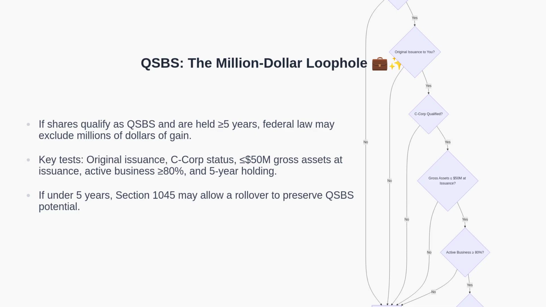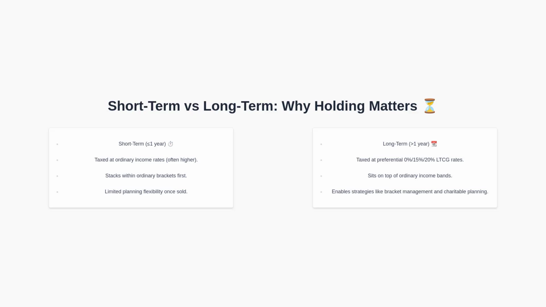If you are short of the 5-year mark, a Section 1045 rollover may preserve QSBS potential by reinvesting in qualified replacement stock. Now let's compare short-term and long-term capital gains. Short-term gains occur when you sell an asset held for 1 year or less and are taxed at ordinary income rates, which are often higher. These gains stack within ordinary brackets and offer limited planning once the sale is executed. In contrast, long-term gains arise from assets held for more than 1 year and benefit from preferential capital gains rates at 0, 15, or 20%.